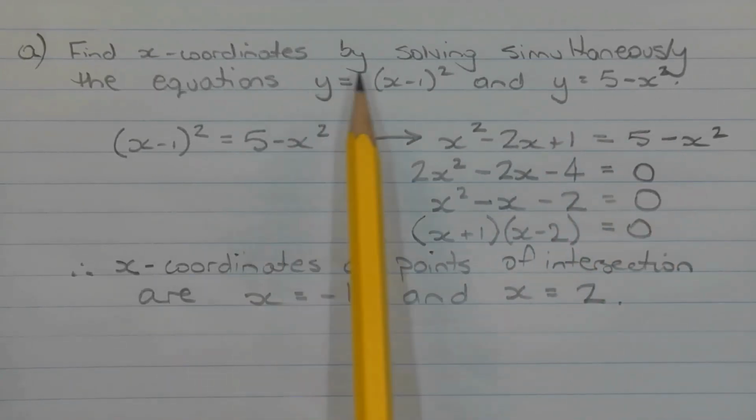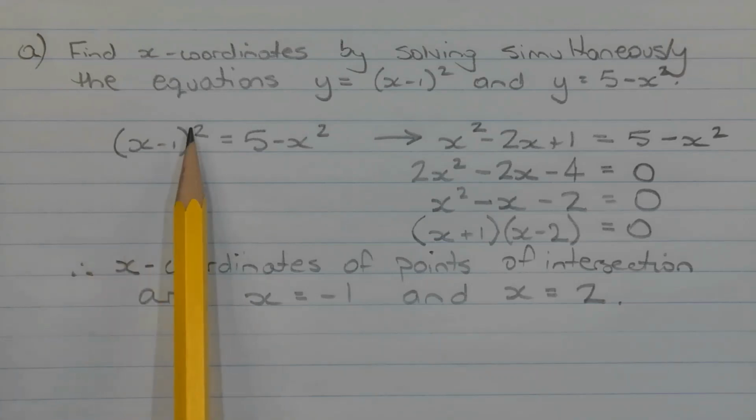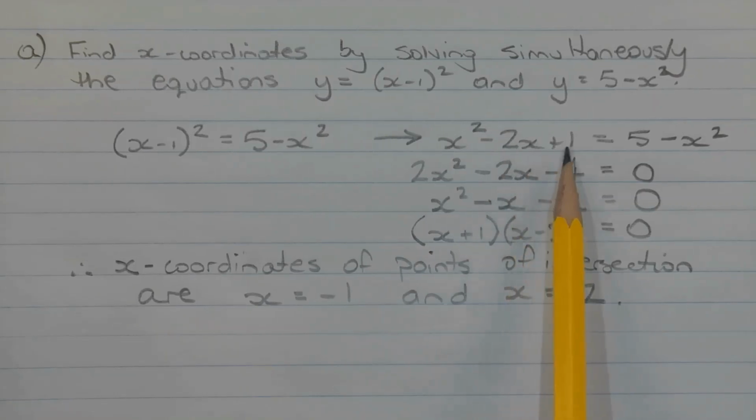Now, because the left-hand side of both equations is the same variable, the variable y, we can equate the right-hand side of both equations, effectively using the substitution method of solving simultaneous equations. So (x minus 1) squared is equal to 5 minus x squared. Expanding the left-hand side, we get x squared minus 2x plus 1 is equal to 5 minus x squared.